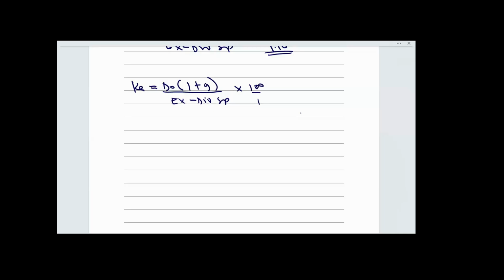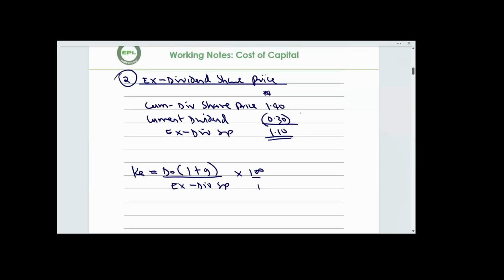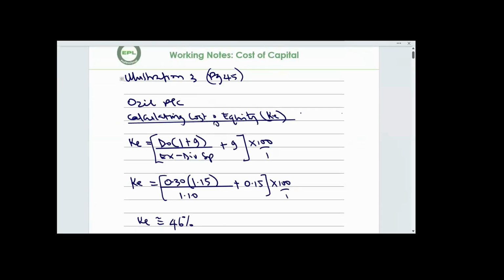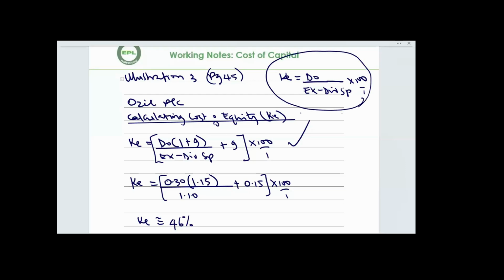Where, as I have already explained, where there is growth, this is the formula you are supposed to use. This is the formula for calculating cost of equity. Where there is no growth, cost of equity will just be D0 divided by the Ex-div share price, multiplied by 100%. That's all. Where there is no growth, this is the formula. Where there is growth, this is the formula you're expected to use.